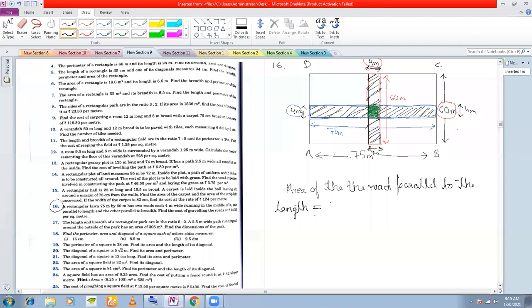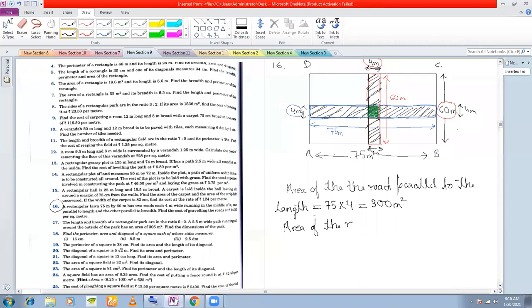length into breadth. What is the length here? We are talking about the blue rectangle. Length here is 75 and the breadth here is 4. Okay. So 75 into 4 is 300 meters square.